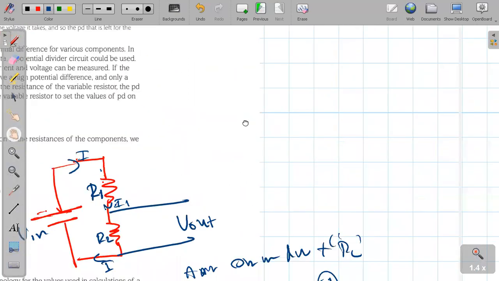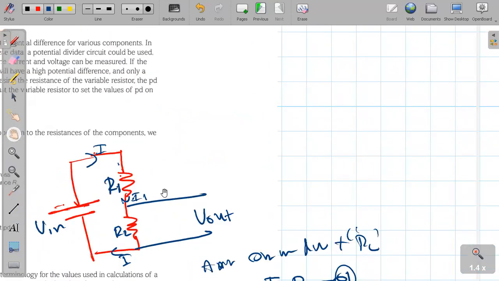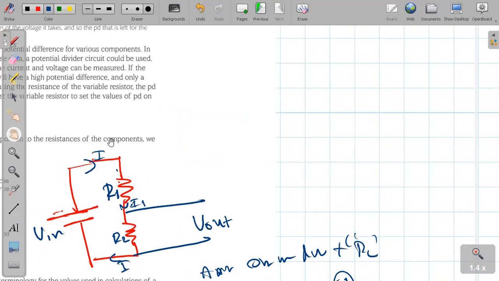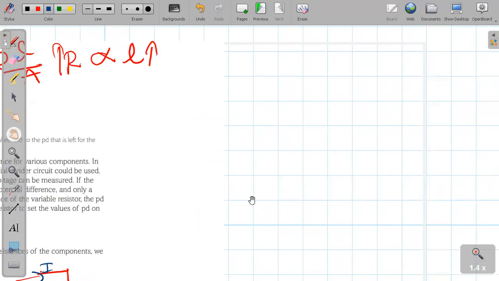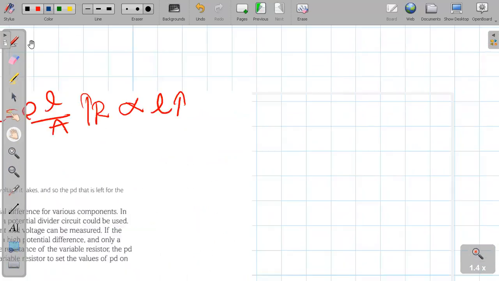So what can I do after that? I have to find out the current. V out means you are measuring the voltage there. Assume there's a voltmeter there or something. You can use any voltmeter.